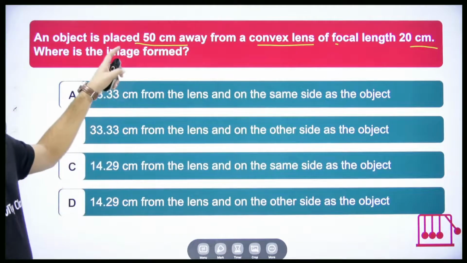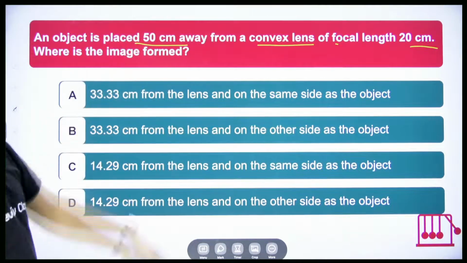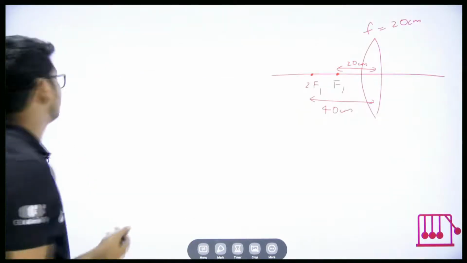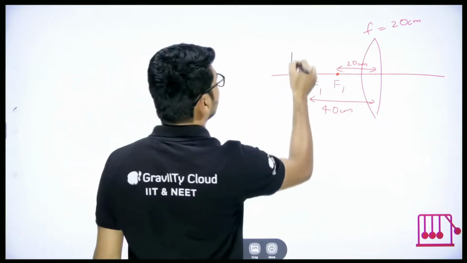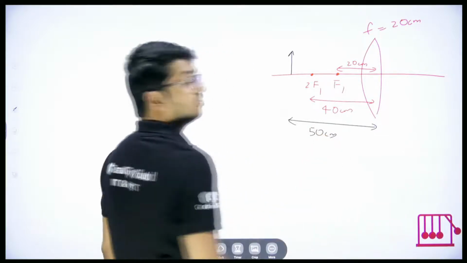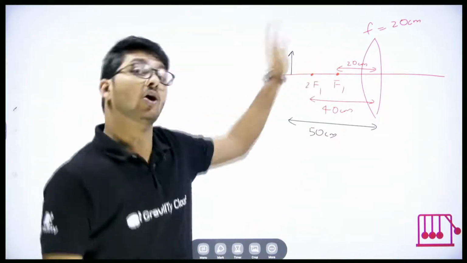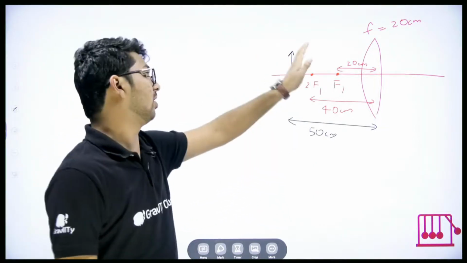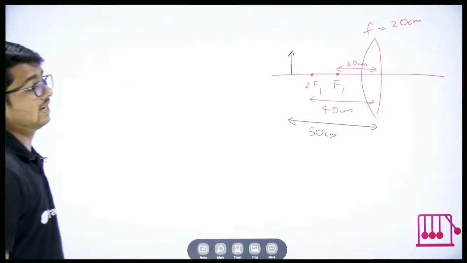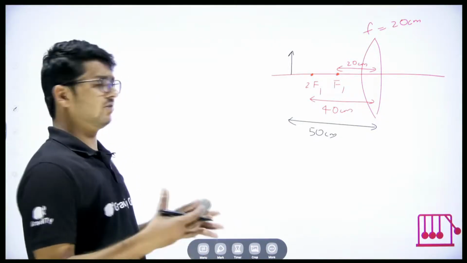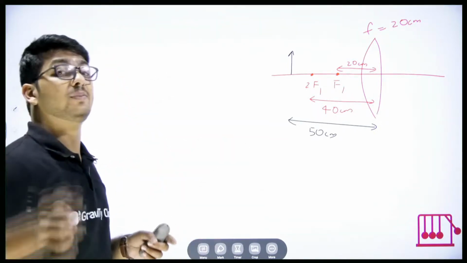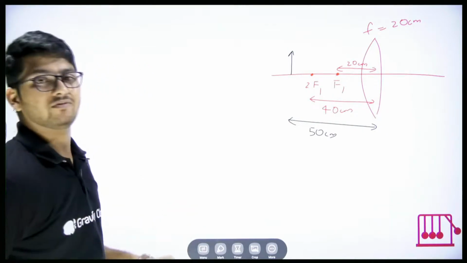So the object position, the object distance is how much? 50 centimeter. So the object is 50 centimeter away from a convex lens. So the object should be here somewhere, so that the distance from the lens will be 50 centimeter. So where is the object? The object is placed beyond 2F1. The object location is important. It's placed beyond 2F1. Right? And so from the ray diagram for a convex lens, if the object is placed beyond 2F, you will get the image between F and 2F.